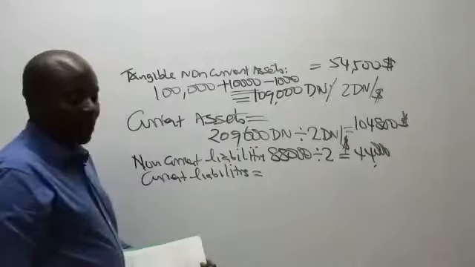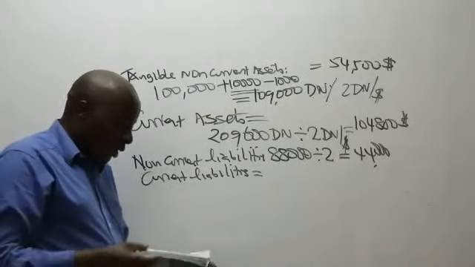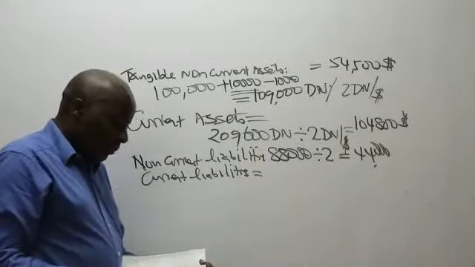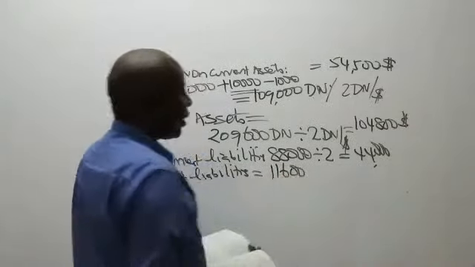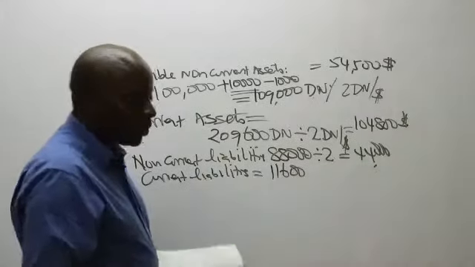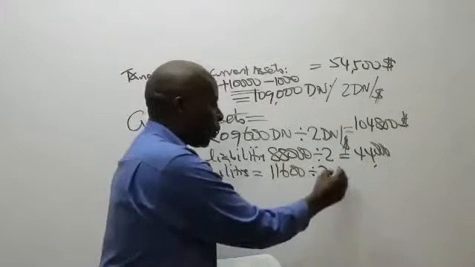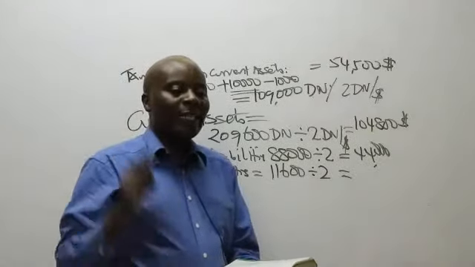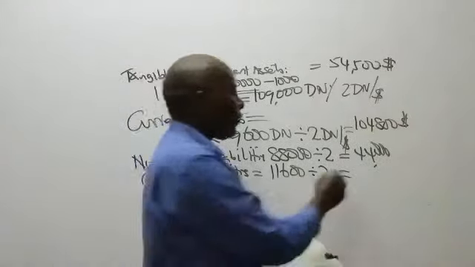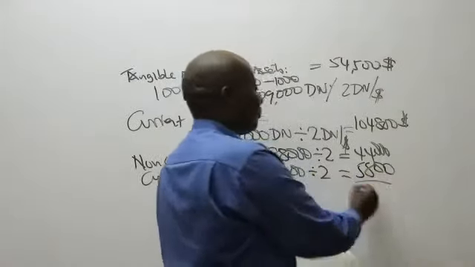So current liabilities, I can see a figure of what here, somebody? For current liabilities, I can see 11,600. So 11,600, I will come straight away and divide this by the closing rate of 2. Balance sheet items, we use the closing rate always, which gives 5,800.